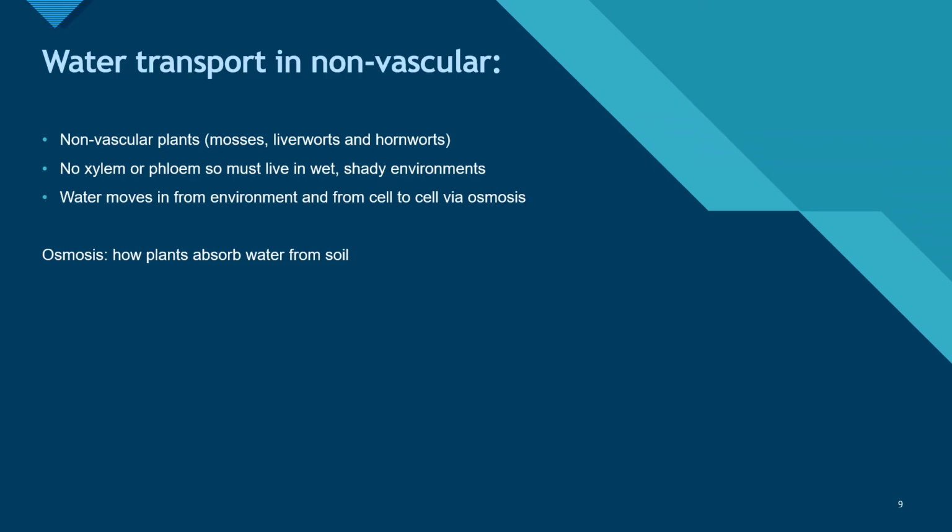The last thing we have to talk about is water transport in non-vascular plants, or bryophytes. Everything that we just talked about up until this point was for vascular plants only. Non-vascular plants have a little bit of a different path. Things like mosses, liverworts, hornworts, stuff that we talked about in Unit 1, are non-vascular plants. Remember, in our chart that we made, the bryophytes. They have no xylem or phloem, so they have to live in a super wet or shady environment.